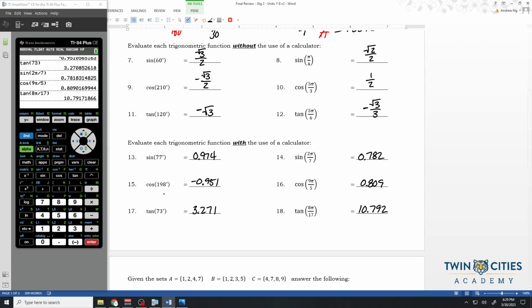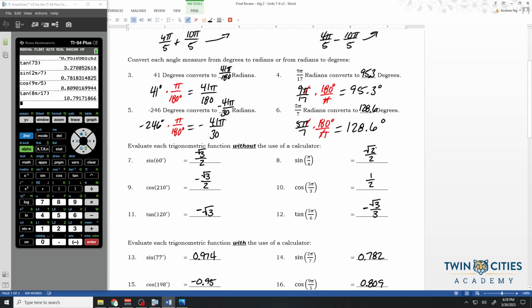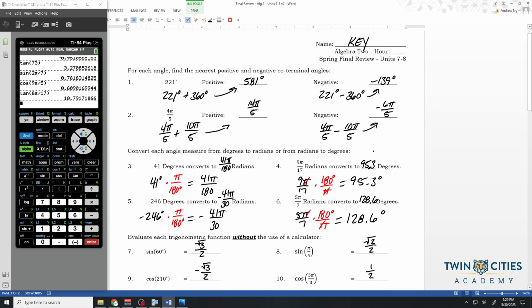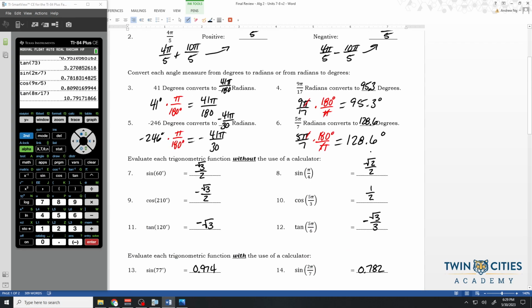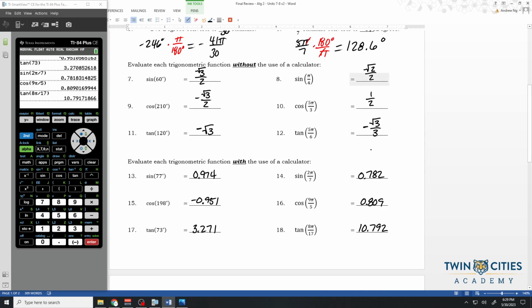All right, great. That takes care of the first half. Got a bunch of things with trig functions, some things with radian measure, degree measure. Now I'm ready to go to the back side where we're going to look at sets and using permutations and combinations.